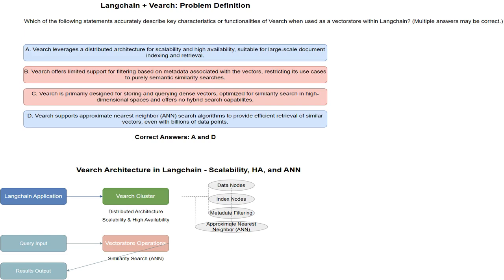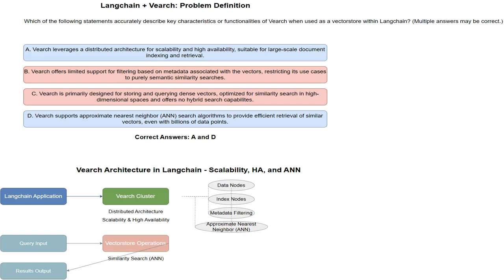Here, the evaluation addresses option B, which discusses metadata filtering support in Vearch. The provided content correctly identifies option B as incorrect. Vearch does indeed support metadata filtering. This capability allows users to refine search results based on specific criteria linked to documents or vectors, a crucial feature for targeted retrieval in Langchain.